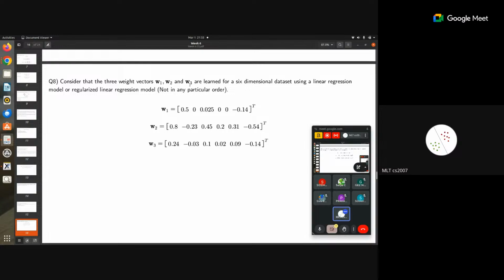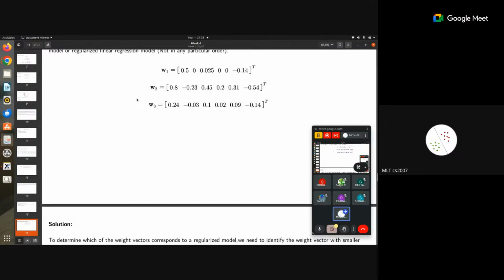But lasso definitely, some features will definitely go to zero. Okay, so consider that three weight vectors are learned for a six-dimensional dataset using the linear regression model or regularized linear regression model.